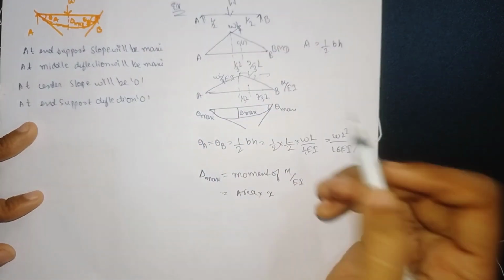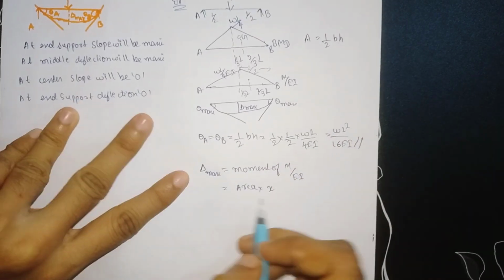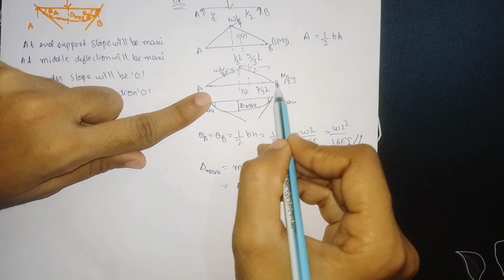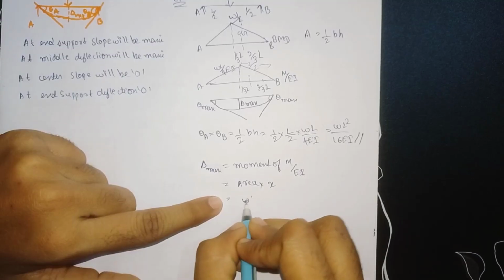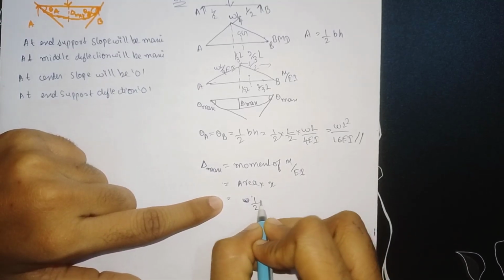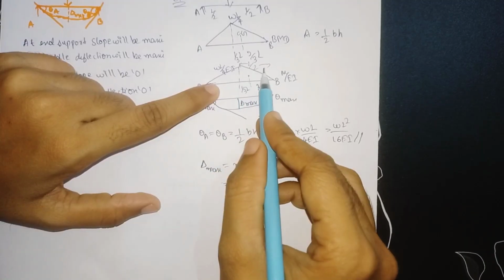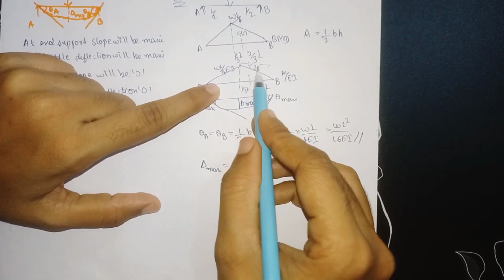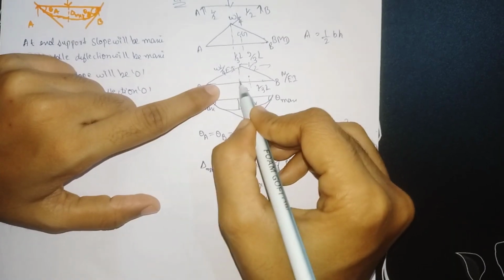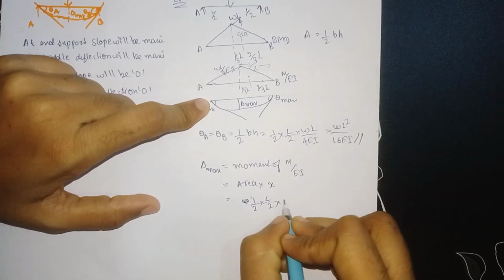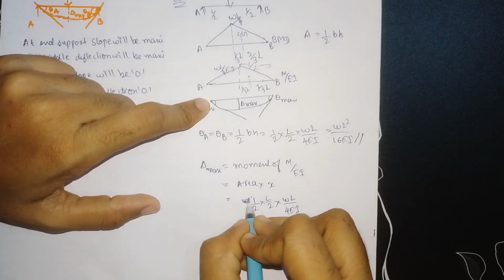Now we need to find the maximum deflection. I am taking the distance at point B, with respect to B, so I am taking area into X. The base of this triangle is L by 2, and the height will be WL divided by 4EI, so half into L by 2 into WL divided by 4EI. This is our area.